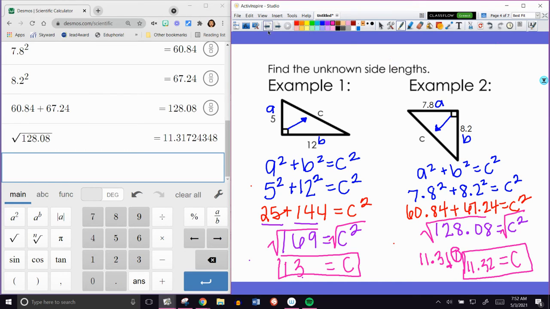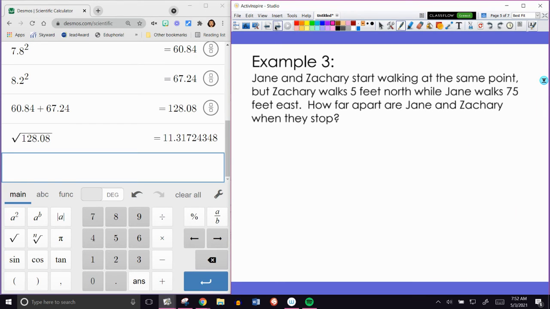So now that we've worked 2 with the picture, we are going to go ahead and work 1 with a word problem. Jane and Zachary start walking at the same point. So here's the point. So this is where they start. Zachary goes north 5 feet, while Jane walks 75 feet east. Okay. So Jane walks east this way, so 75 feet. I'm going to move Zachary's 5 outside.